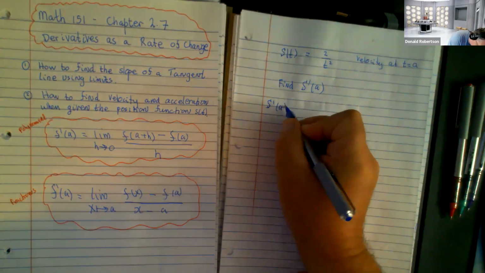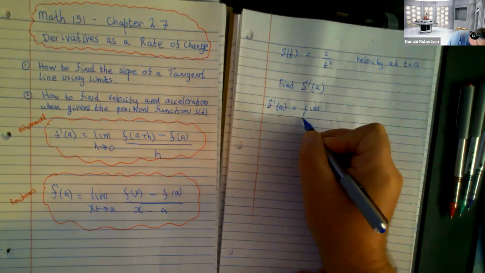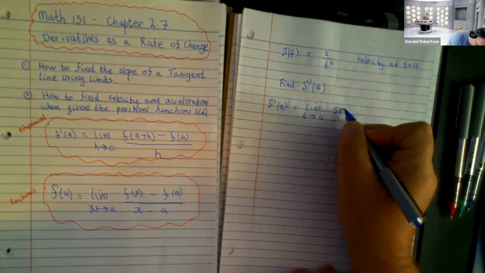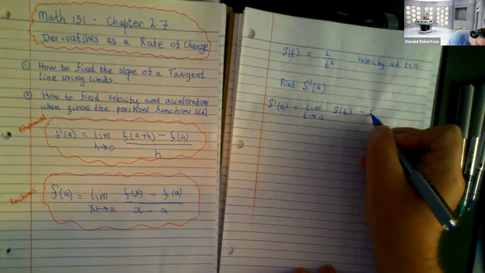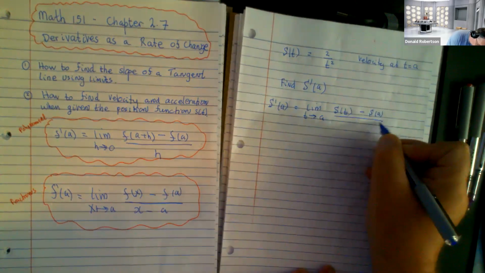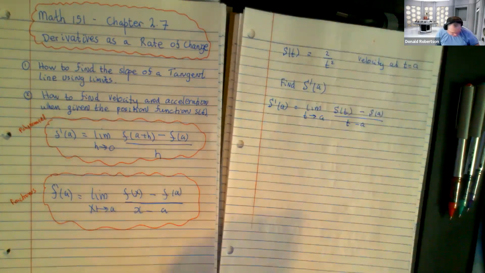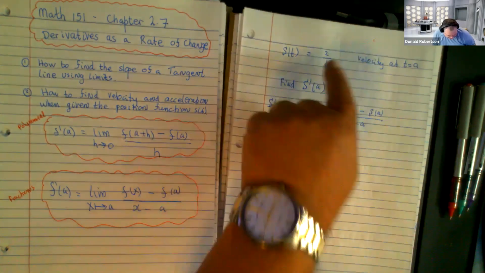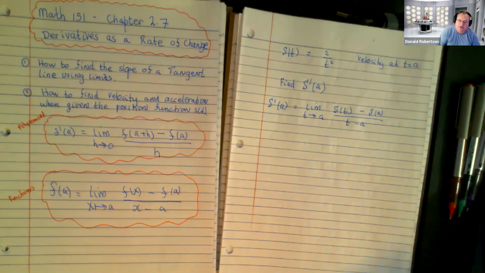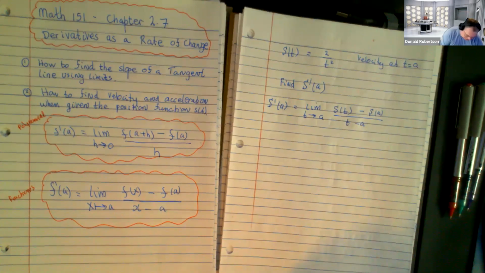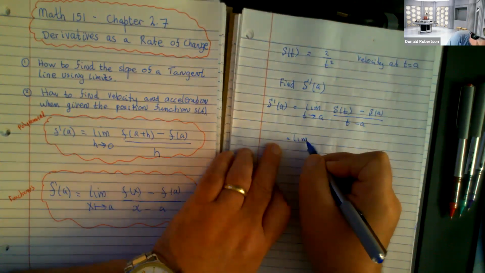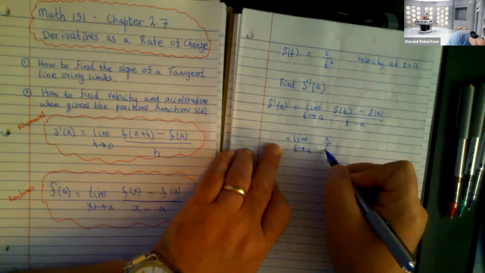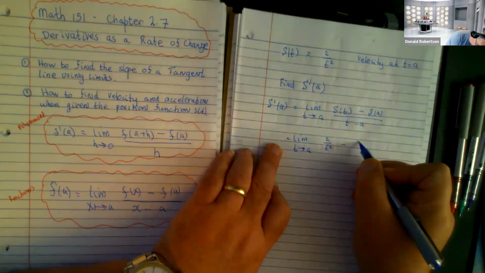S dash of A is going to be the limit as t tends to A of S of t, take away S of A, all over t minus A, right? I've adapted the formula. F is now called S, X is T, and everything else is pretty much what you'd expect. So far, so good. So we're going to be finding the limit as t tends to A of this function, take away S of A, which is this function.